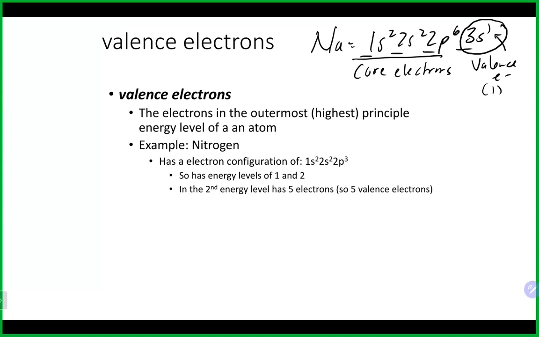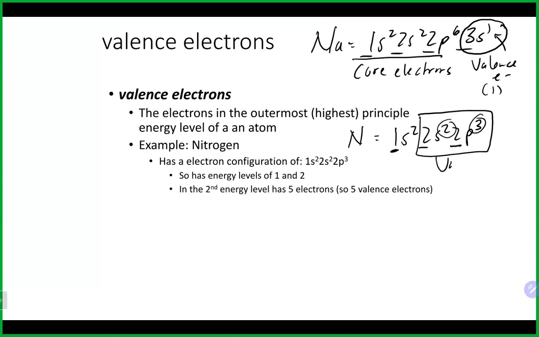If you look at nitrogen's configuration, which is what's on the page here, 1s2, 2s2, 2p3. Again, first energy level, second energy level, second. So right here is the 5 valence electrons that nitrogen has. And these would be considered core electrons.